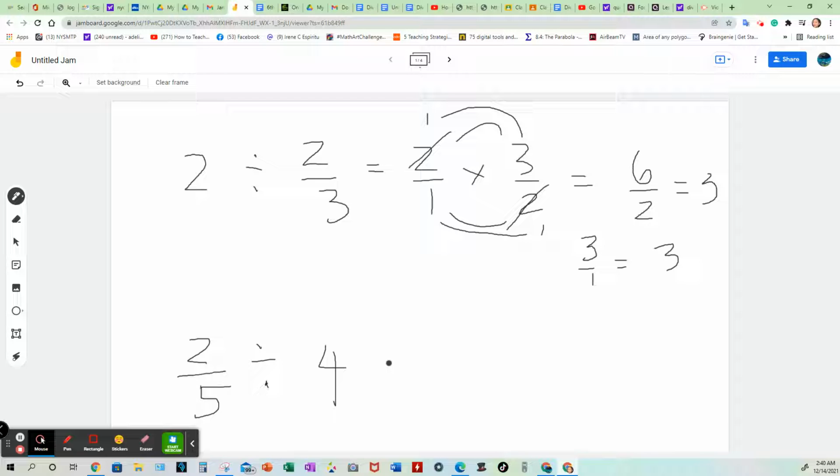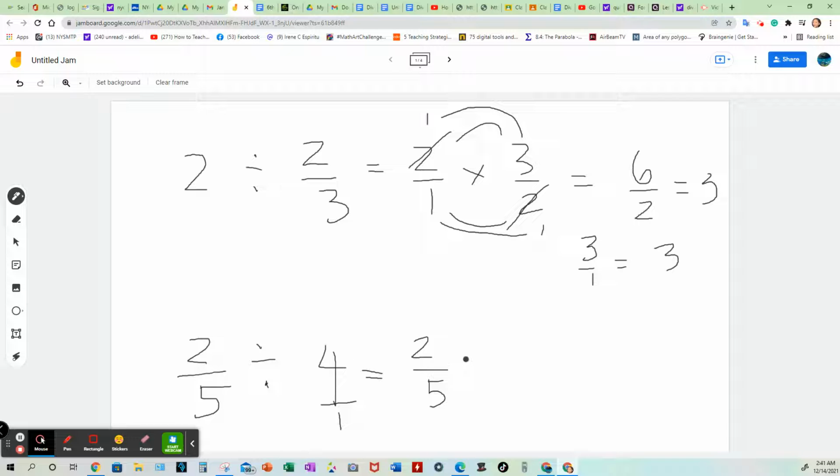Next, we're going to divide 2/5 by 4. So if this is a whole number, it's understood that there's a 1 as its denominator. So the whole number will be your numerator and its denominator is 1. So again, we apply the keep, change, flip. We keep the 2/5. All right, we keep that.